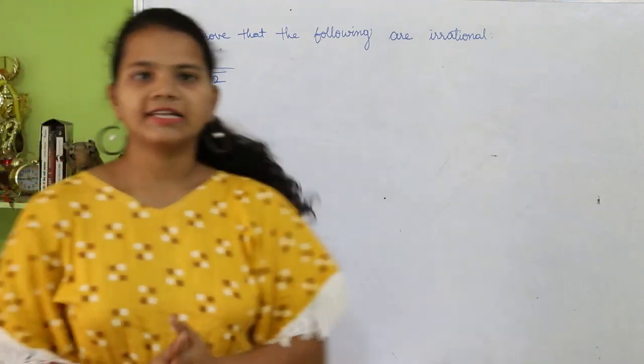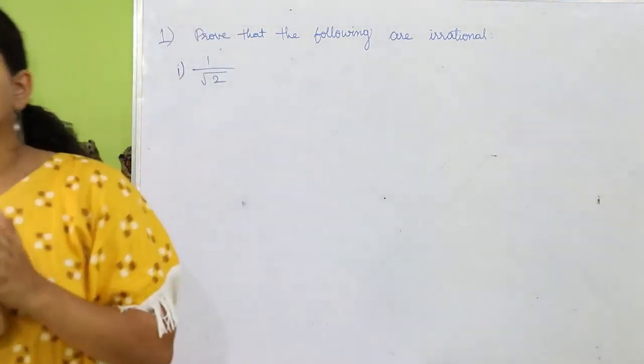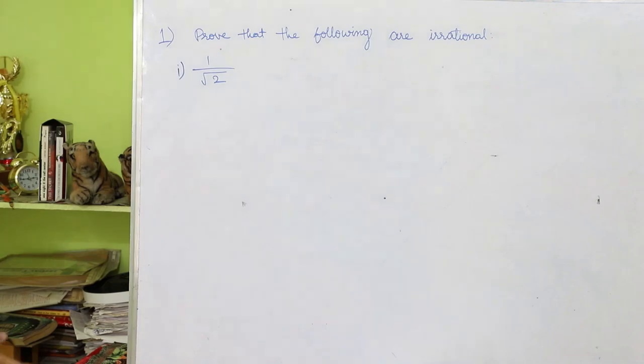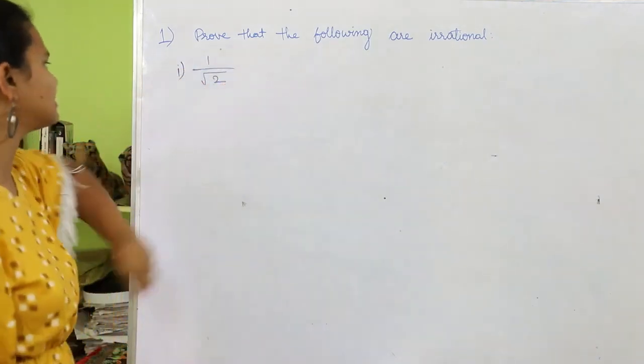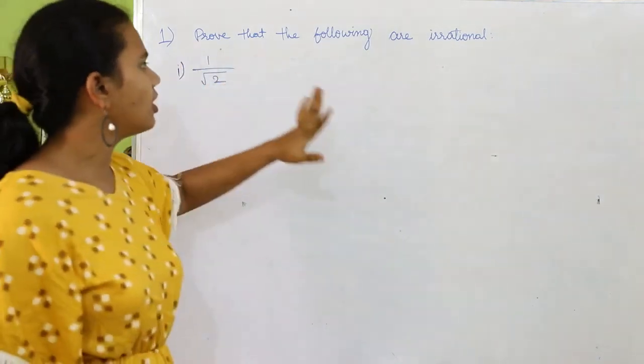Hey guys, let's start with exercise 1.4, real numbers. Firstly, here you have the first one. Prove that the following are irrational. So guys, in this, prove that the following are irrational.